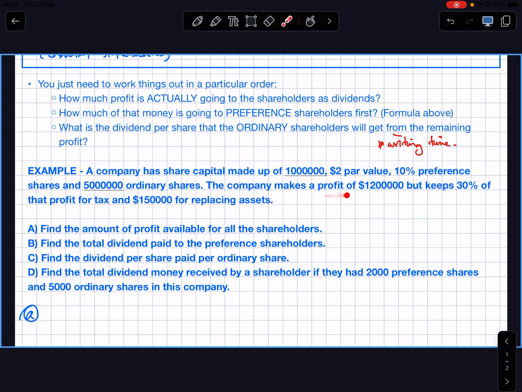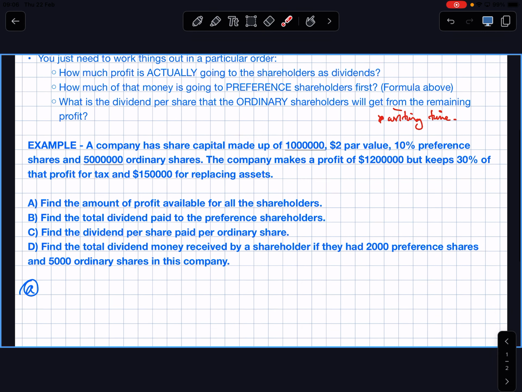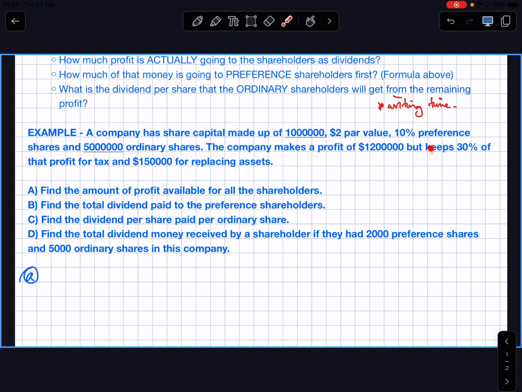The company makes a profit of $1.2 million, but they're hanging on to 30% of that profit for tax and $150,000 for replacing assets. Part A, find the amount of profit available for all the shareholders. Is the company going to share all 1.2 million to their shareholders? They're going to hang on to a little bit. What are they going to hang on to? 30% of that for tax, and then another 150 grand on top of that.